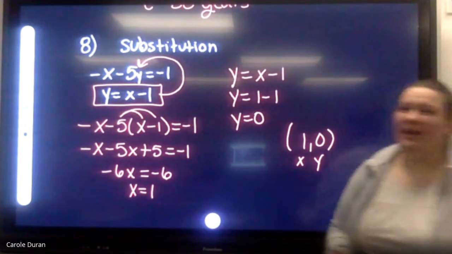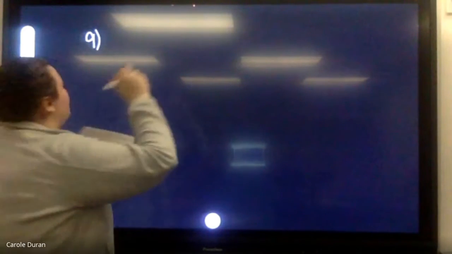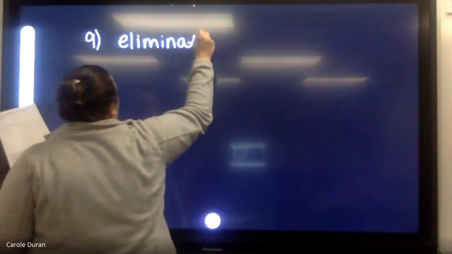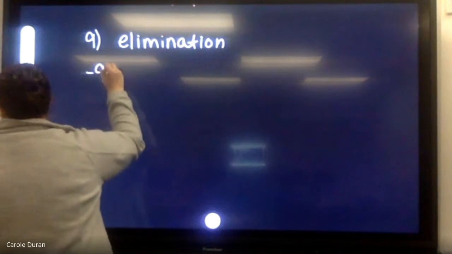Okay. Second one. This one we're going to use elimination, just so you guys have an example of that to look at as well. This is number 9. We're going to use elimination. What was that? Substitution. I even wrote the word, man. I wasn't looking.